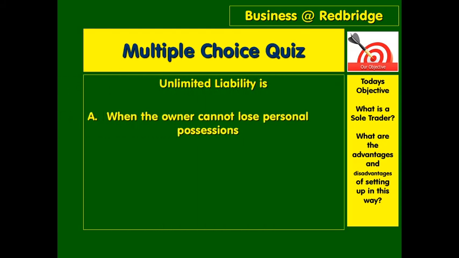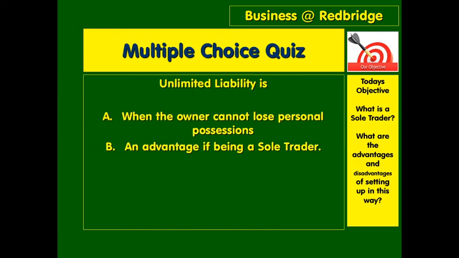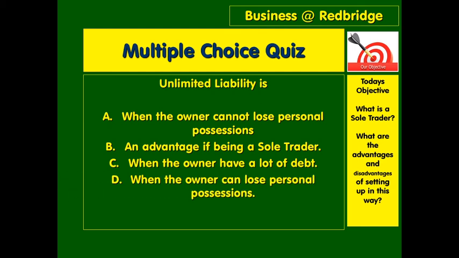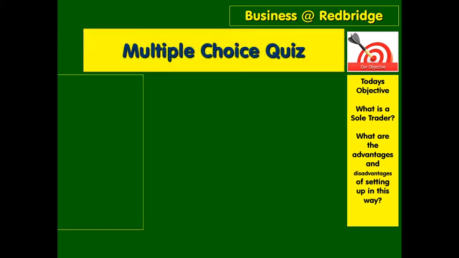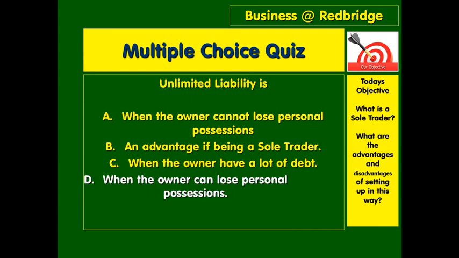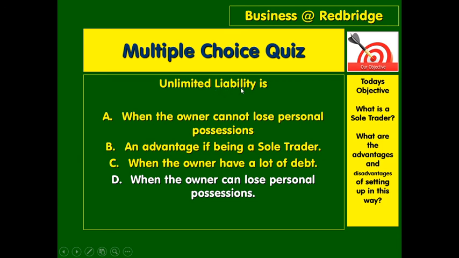Okay, and finally, unlimited liability is: when the owner cannot lose personal possessions, an advantage of being a sole trader, when the owner has a lot of debt, or when the owner can lose personal possessions. So which one is that? Okay, to give you the answer now, unlimited liability is of course when the owner can lose personal possessions. That's the word unlimited, so they are liable for all the debts of the business. And until all those debts are paid, anything that sole trader owns can be sold.